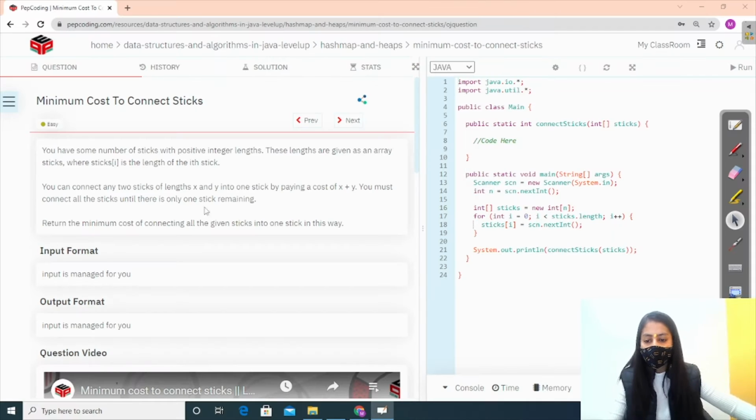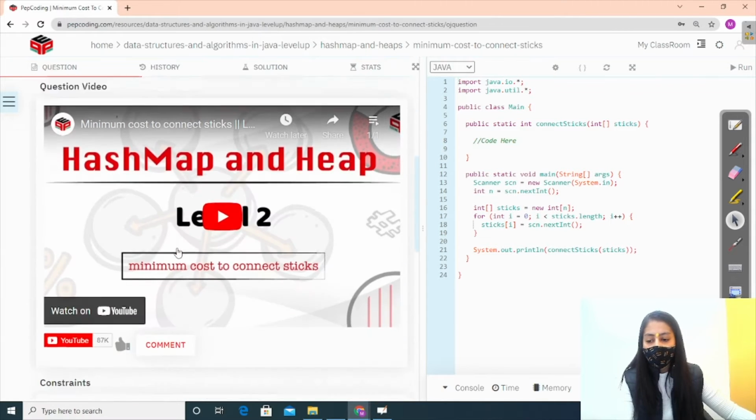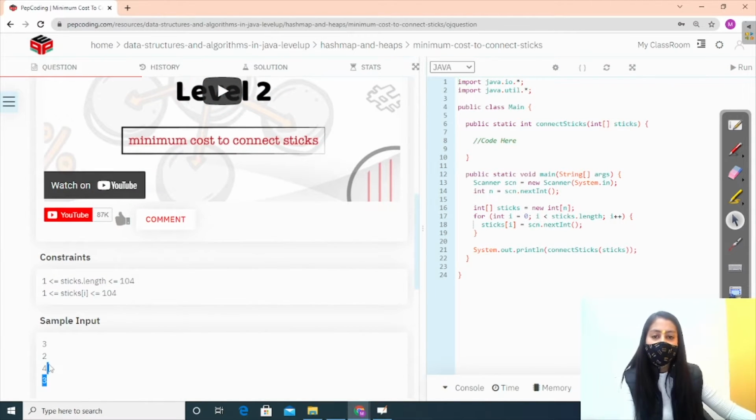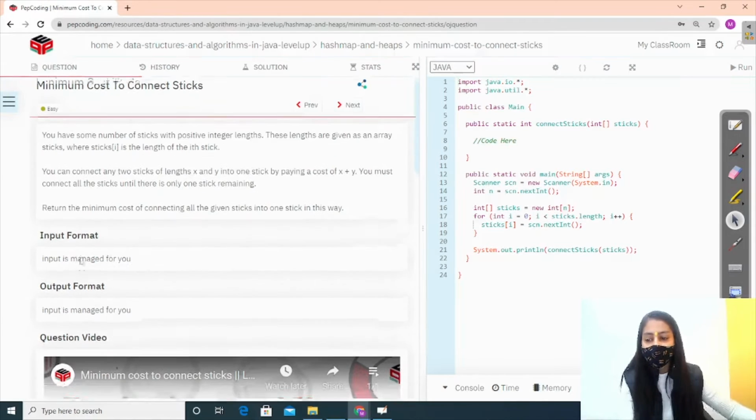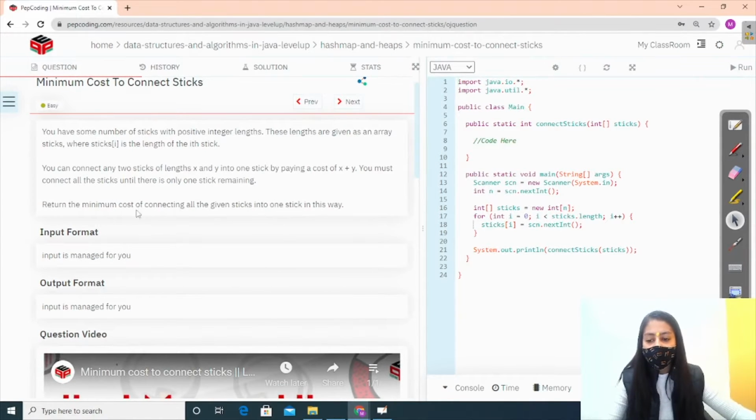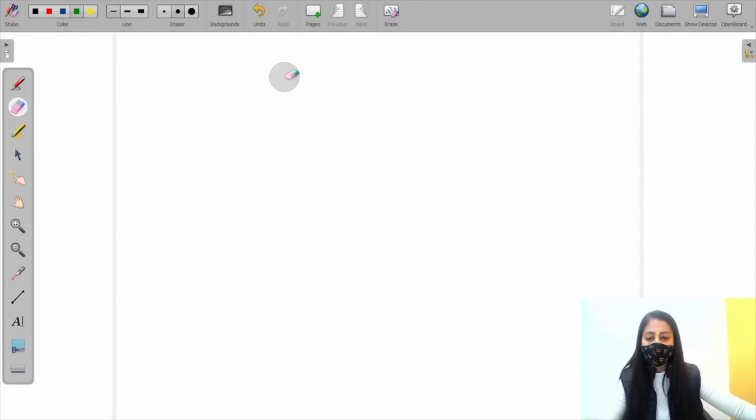Next, you must connect all the sticks until there is only one stick remaining. So we have to combine all the given sticks into one single stick, right? And we have to return the minimum cost of connecting all the given sticks into one stick. So what is the question?